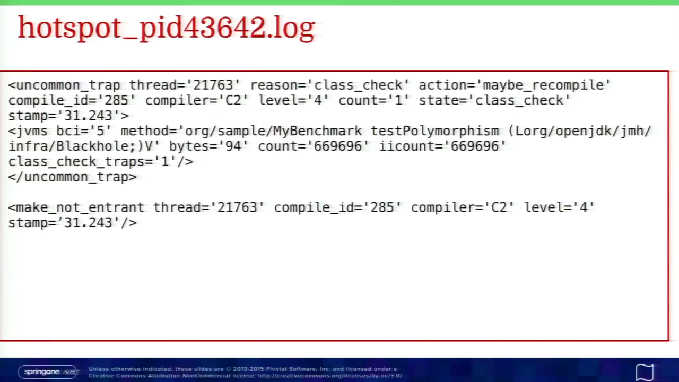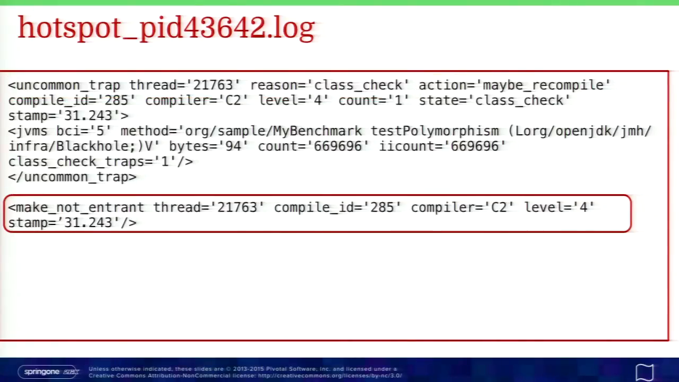And next, I see something new, an uncommon trap. And the reason is a class check. So what's happening here is the JIT has assumed that when we have an animal, it's going to be a turtle. And suddenly, it's not seeing a turtle anymore. It's seeing a tiger. So what it's doing, right there, the uncommon trap, and the reason the class check. So it's saying, don't use that 285 that we just compiled. Go back, use the interpreter mode. I think I've made a mistake.